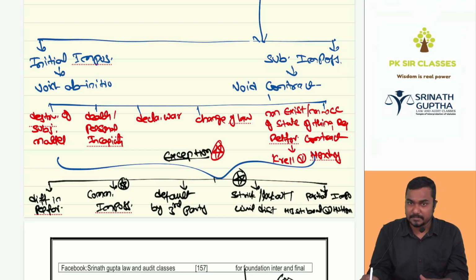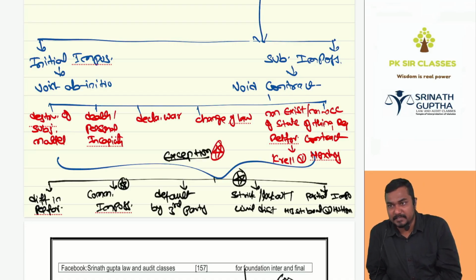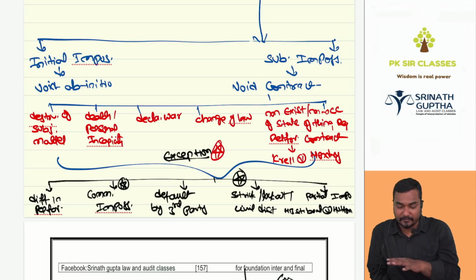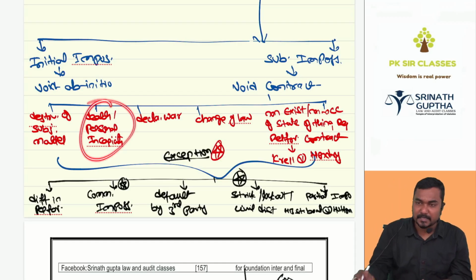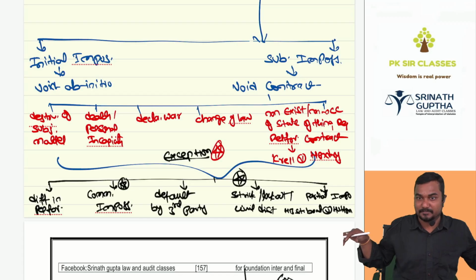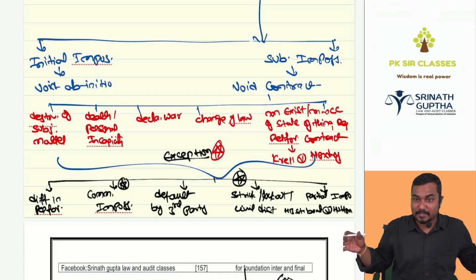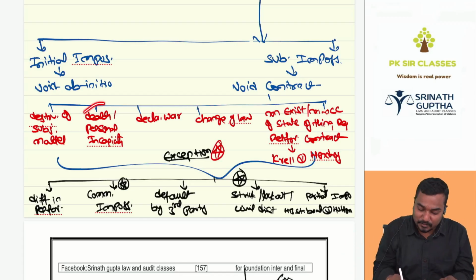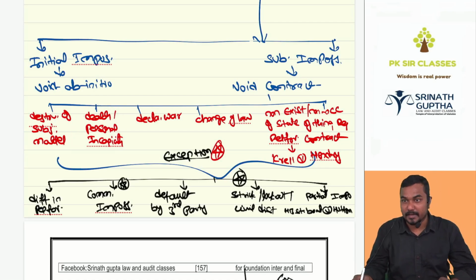For example, first one, destruction of the subject matter. I entered into a contract with Nikhil for sale of the car. The car burnt. Subject matter destroyed. The contract will be discharged. Death and personal incapacity: I entered into a contract with Michael Jackson for dancing at my reception. Michael Jackson died. So the contract will come to an end.